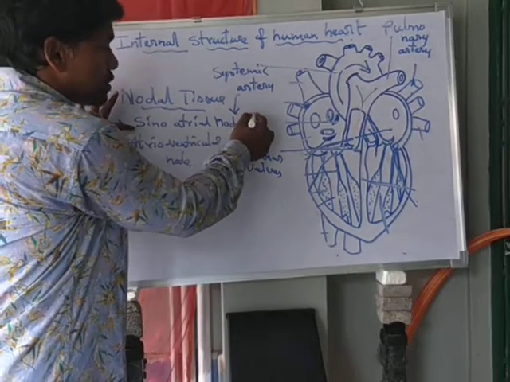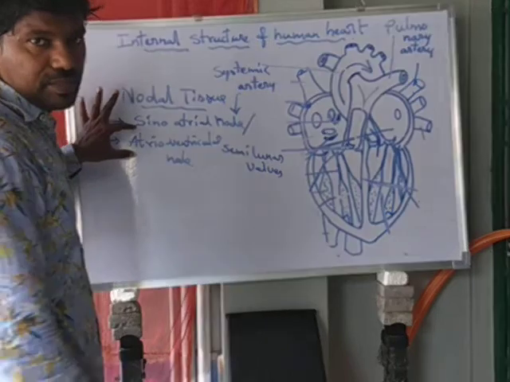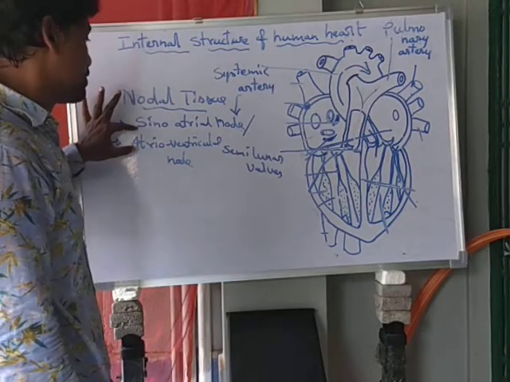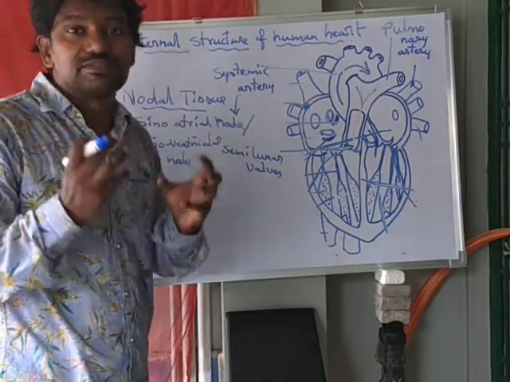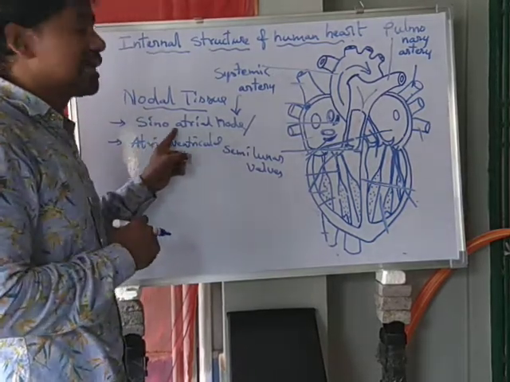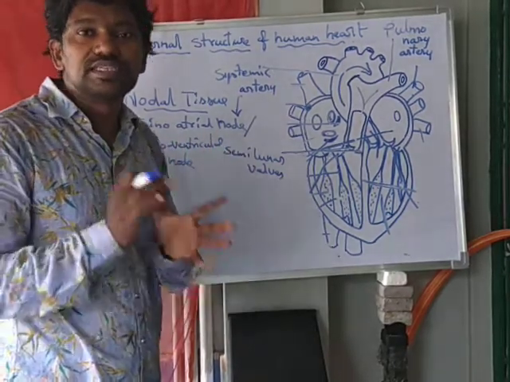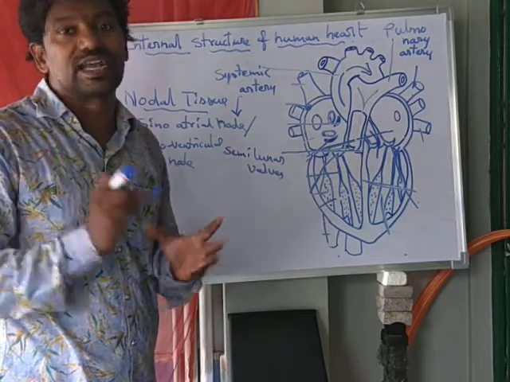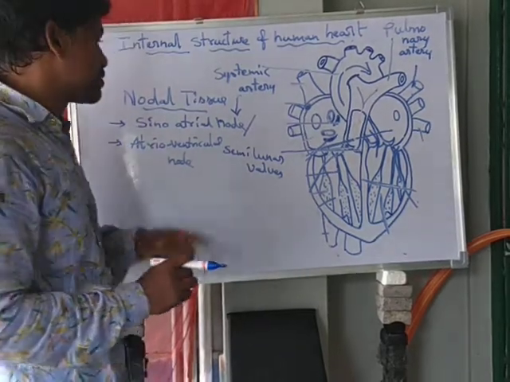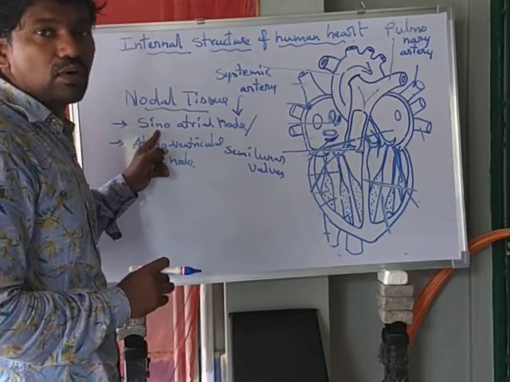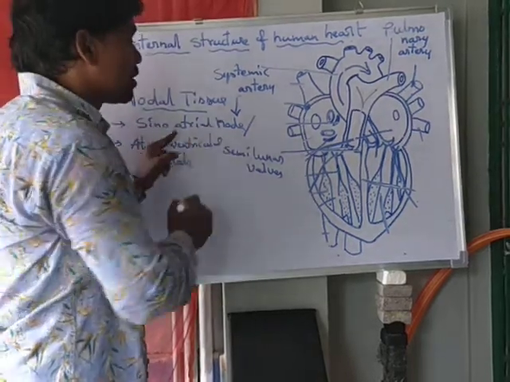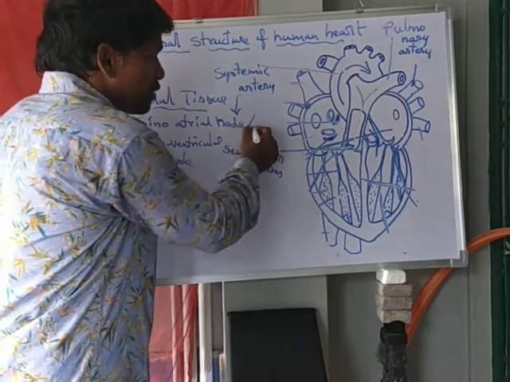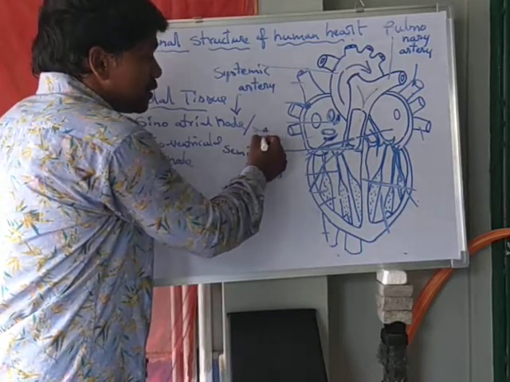The sinoatrial node is also called the pacemaker, because the contraction waves are generated from the sinoatrial node. These are useful for heart contraction. That's why the sinoatrial node is called the pacemaker. It is also called the SA node.